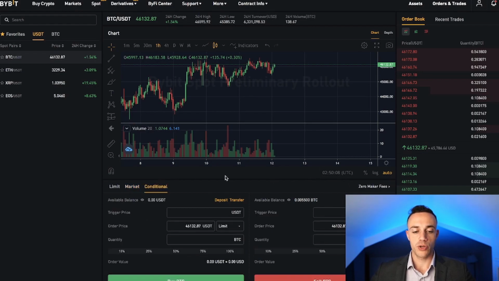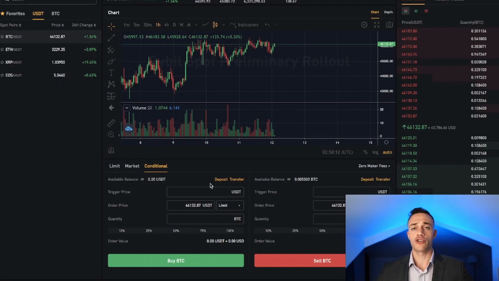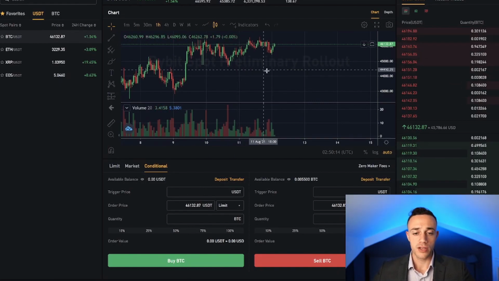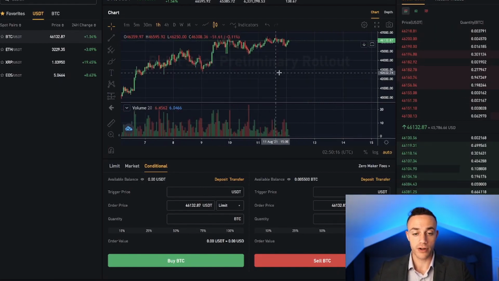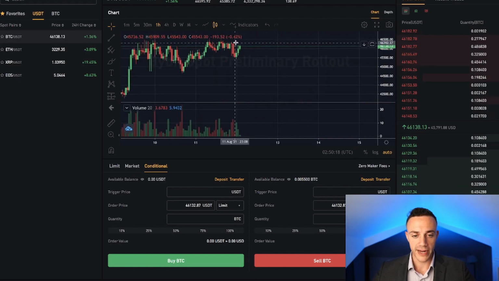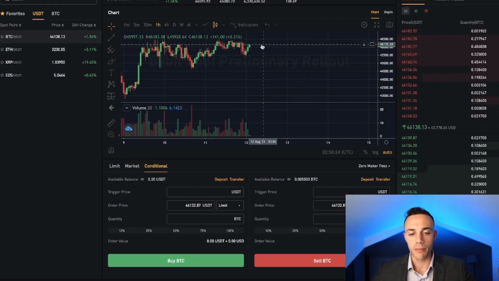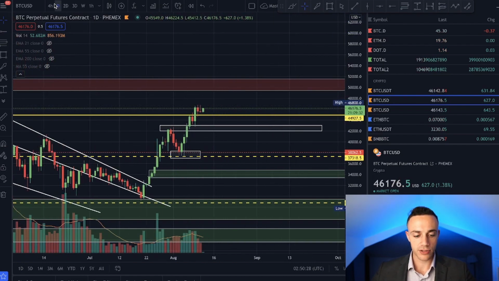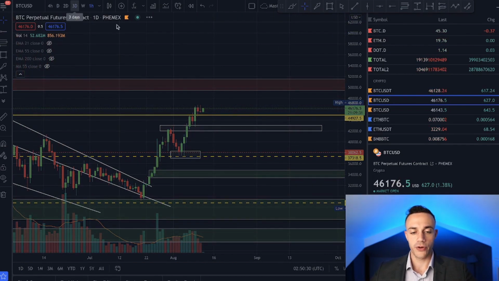Now over here as well, we do have conditional orders, which is very neat because it allows you to set a trigger price for your order. So let's say you wanted to trade a breakout, for example. Let's say you wanted to trade the breakout up here at $47,000. You wanted to go long, but you want to buy the retest of the breakout, right? What that actually means, looking at TradingView now.